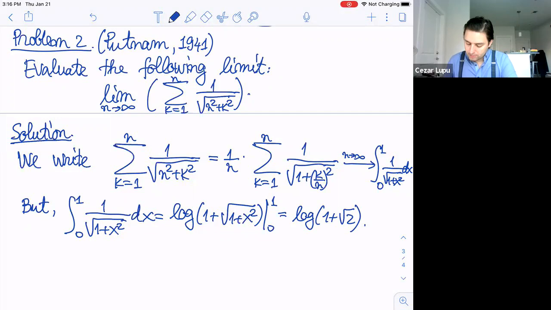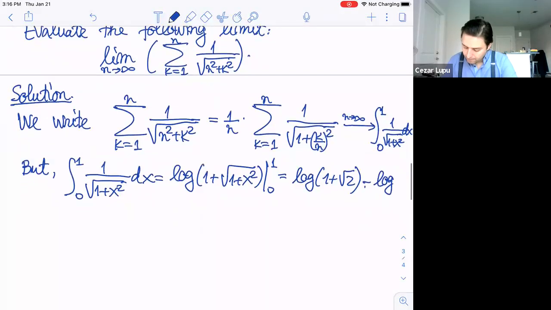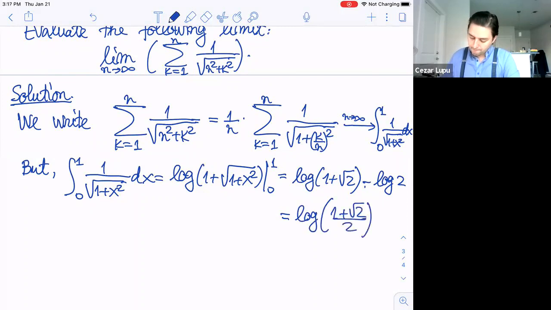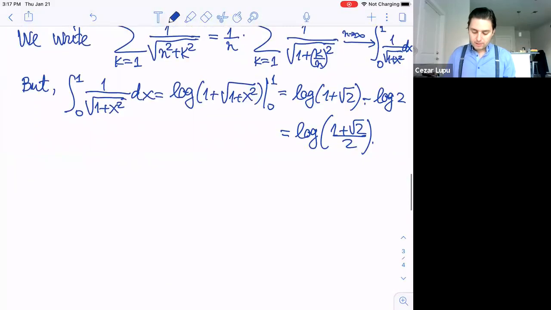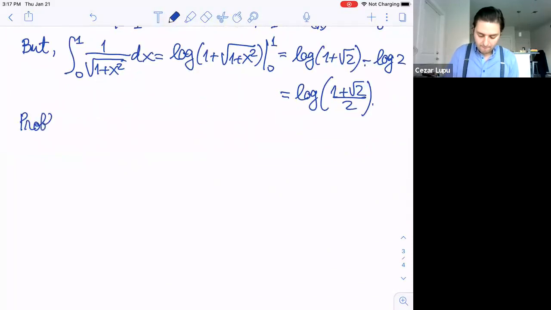Wait, 1 plus square root of 2 minus, when it's 0, log of 1, which is 0. Right? So the answer is log of 1 plus square root of 2. All right, so that's this limit.